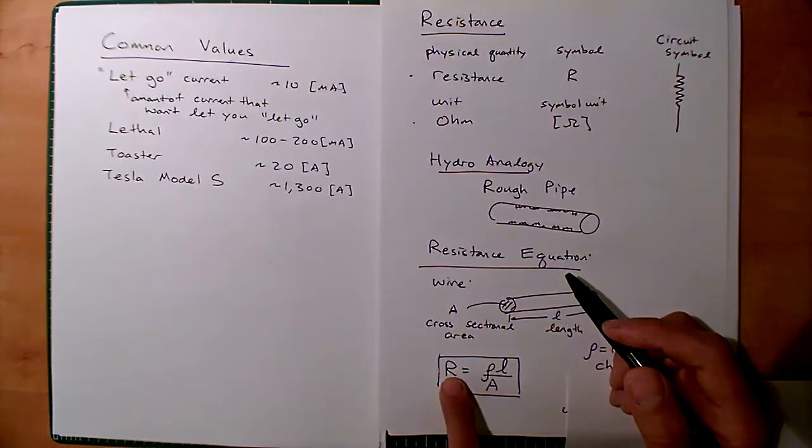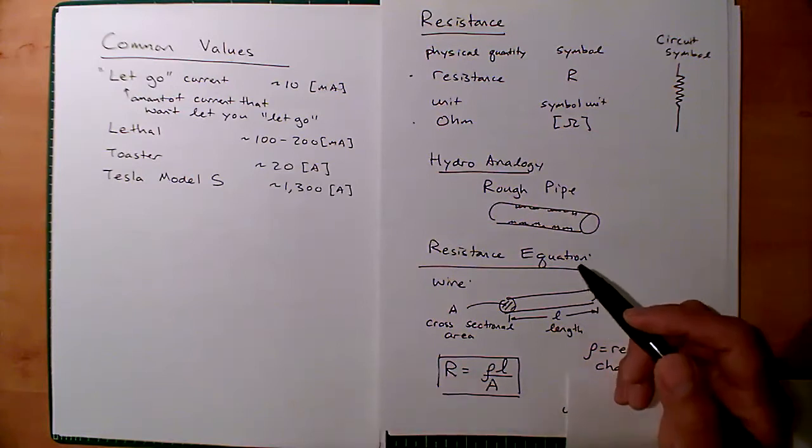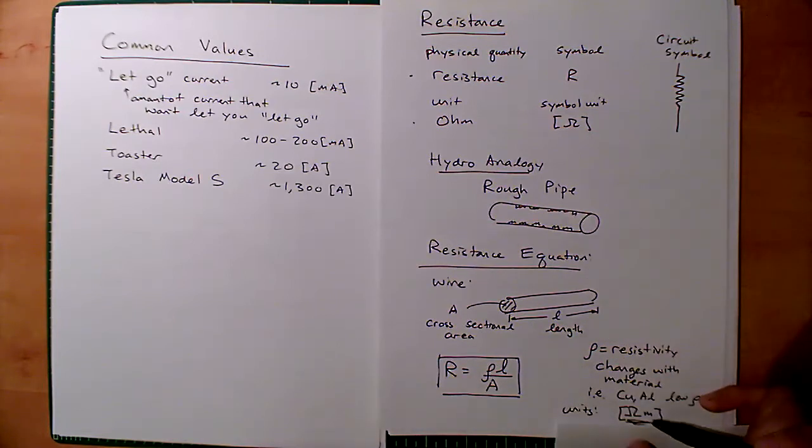Then R is ohms, so it's an ohm meter squared per meter if I bring these to the other side. So you're left with an ohm meter, right? Because one of these meters canceled out. And again, copper, aluminum, they're going to have low resistivity.